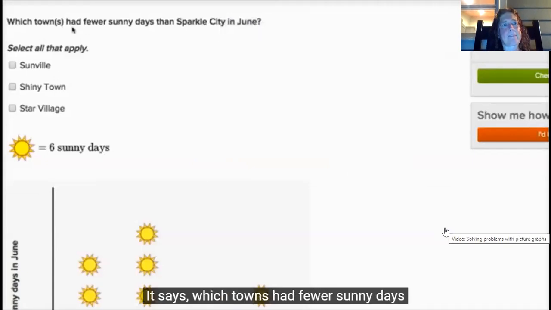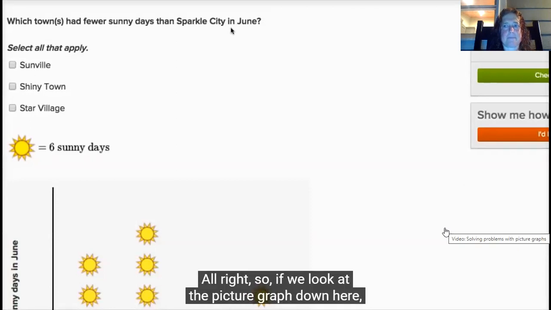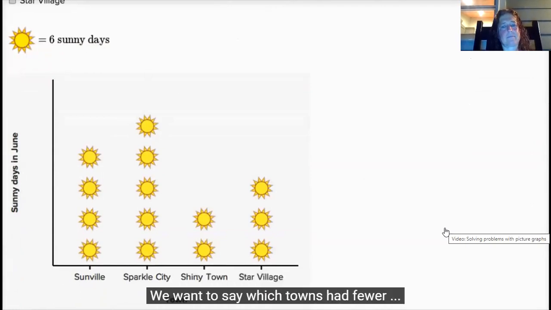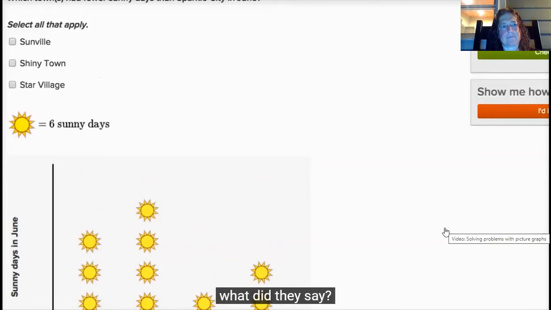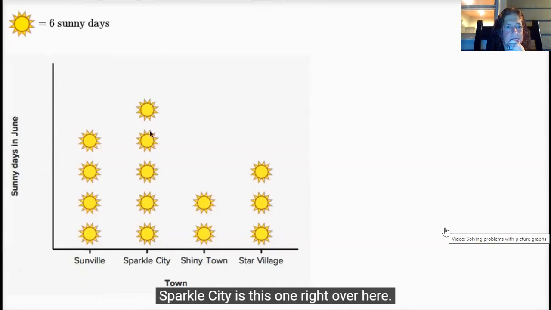So it says, which towns had fewer sunny days than Sparkle City in June? All right, so if we look at the pictograph down here, each picture of a sun represents 6 sunny days. Sparkle City is this one right over here. Sparkle City had 1, 2, 3, 4, 5 pictures of a sun. Each of those represents 6 sunny days. So 5 times 6, Sparkle City had 30 sunny days in June.